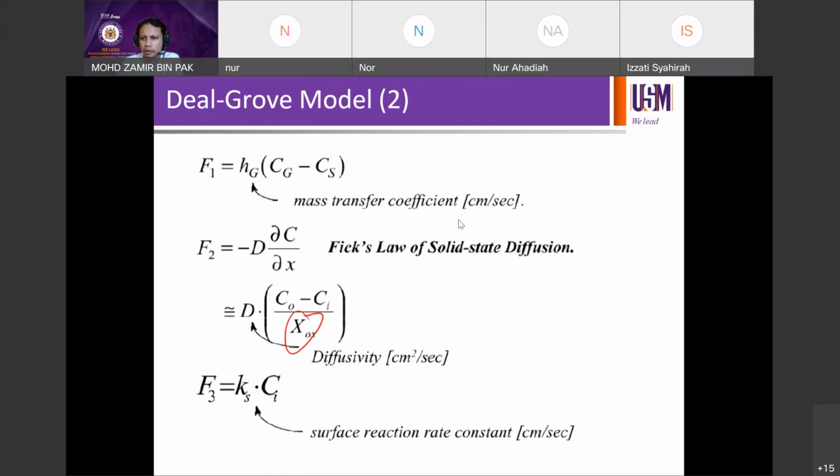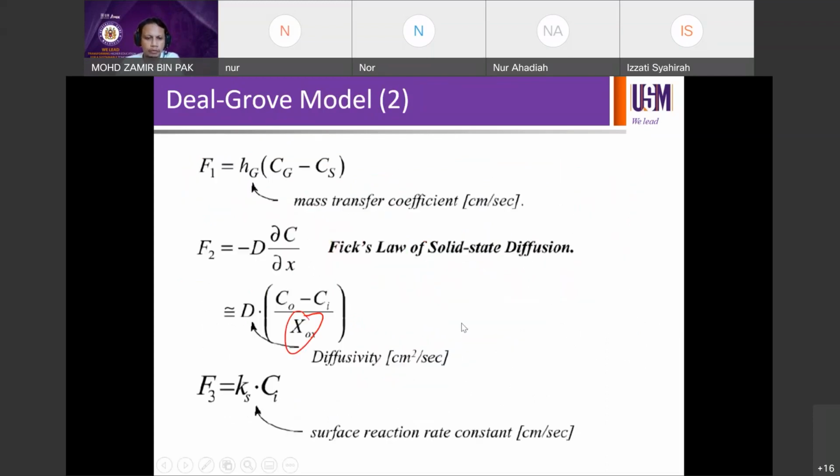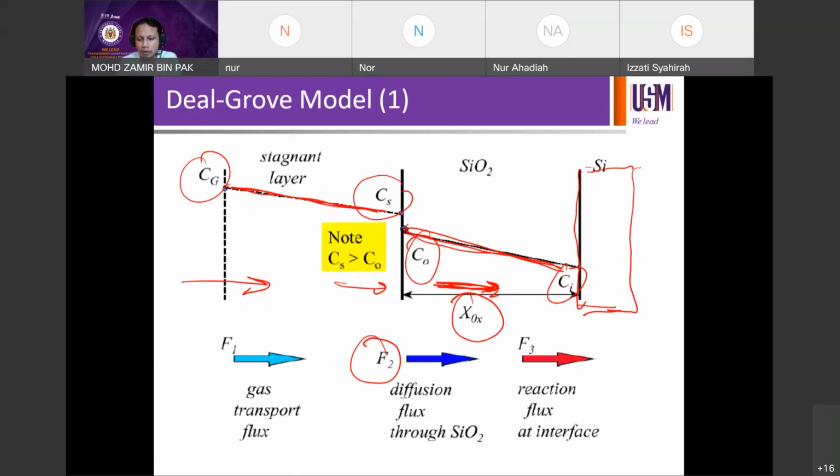So C0 minus Ci over X ox, the thickness of the existing oxide. That will give you F2. And F3 eventually is the reaction flux at the surface of silicon, given by Ks times Ci, where Ks is the surface reaction rate constant and Ci is the concentration available at the surface. So F3 is the reaction flux at the interface.